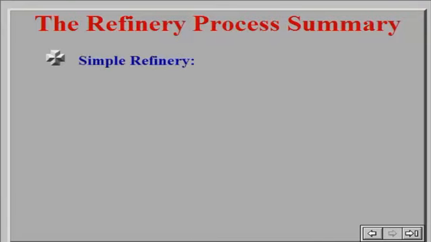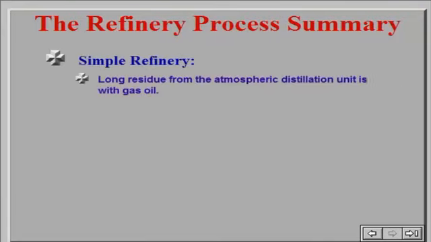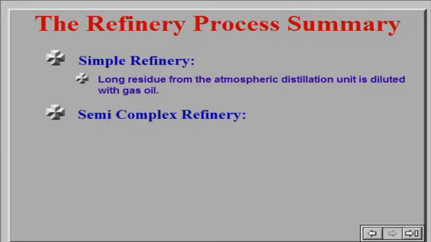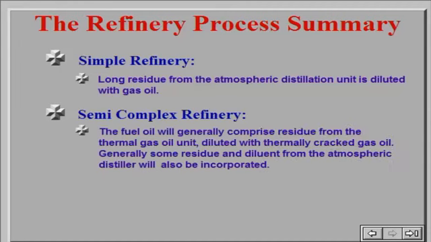Simple refinery. Long residue from the atmospheric distillation unit is diluted with gas oil. Semi-complex refinery. The fuel oil will generally comprise residue from the thermal gas oil unit, diluted with thermally cracked gas oil. Generally, some residue and diluent from the atmospheric distiller will also be incorporated.